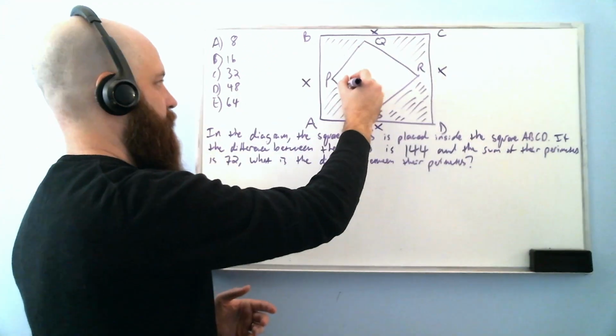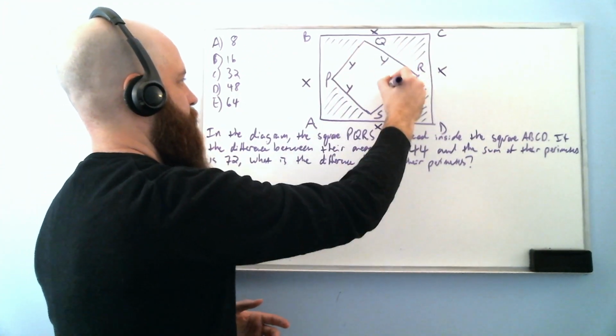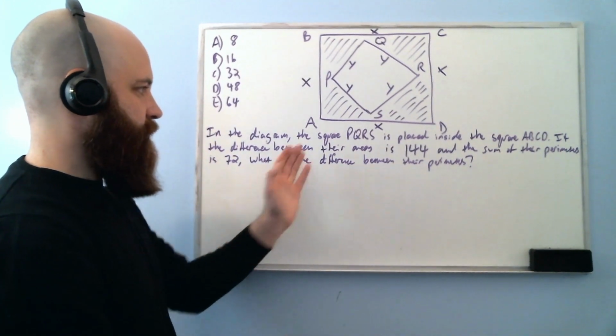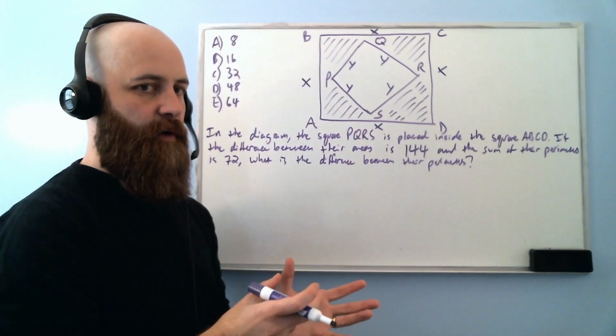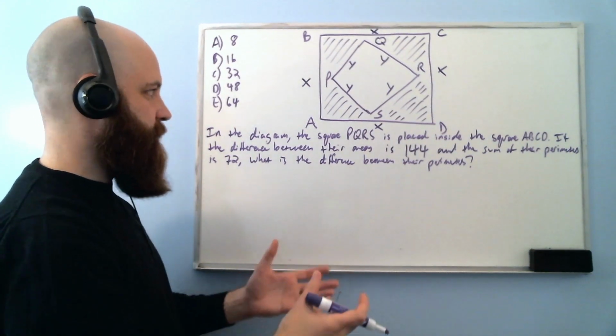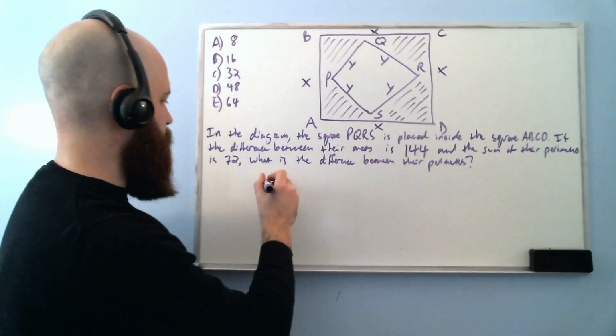The smaller square has a different side length, so I'll give it a different variable, I'll call it y. The difference between their areas is 144. That means if I subtract the smaller area from the bigger area, it should be equal to 144. So let's do that.